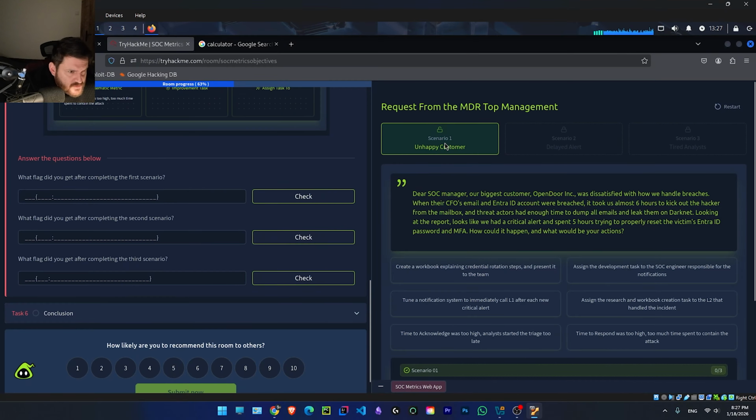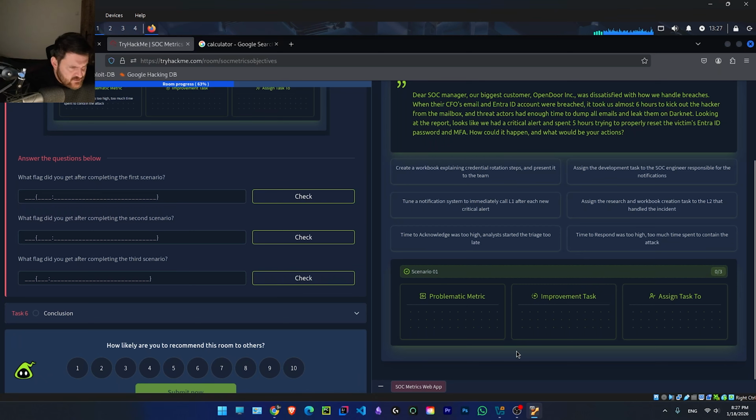There are 3 scenarios. You can see them. Scenario 1, unhappy customer, delayed alert and analysts. And here we see the problematic metric, the improvement task, and who to assign the task to.